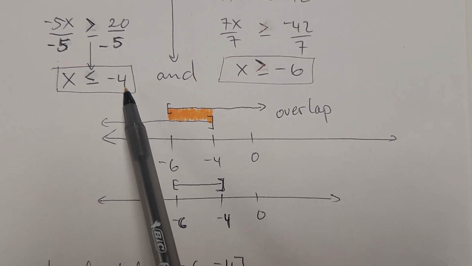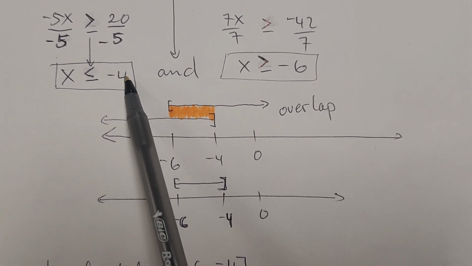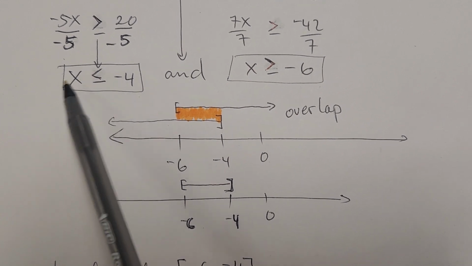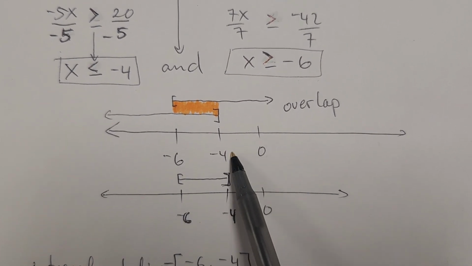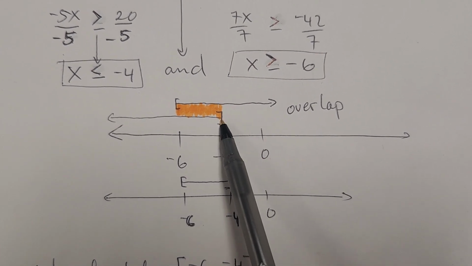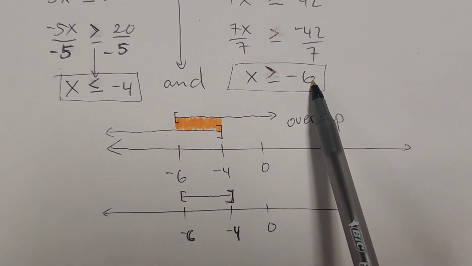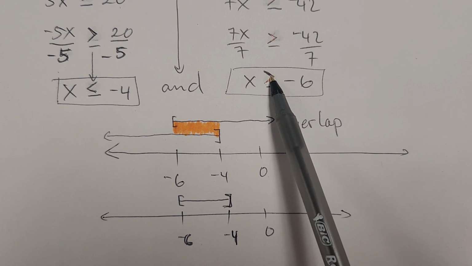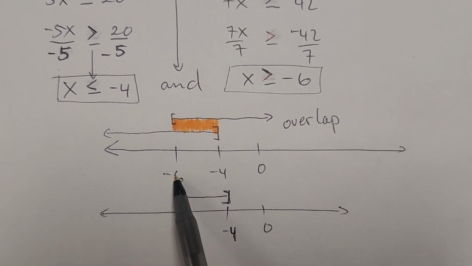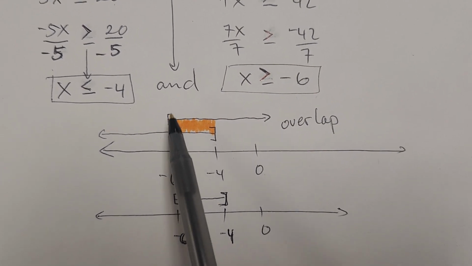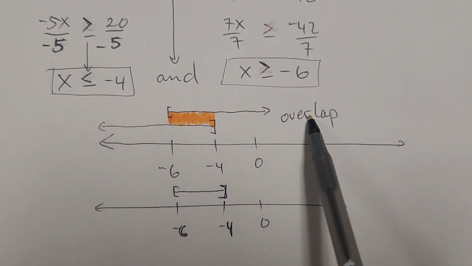So on my left side, this one right here, negative 4. This is closed and going to the left side. So here's negative 4, closed with a bracket, go to the left side. Next, I have negative 6, closed, going to the right side. So here's negative 6, closed, using a bracket, go to the right side.